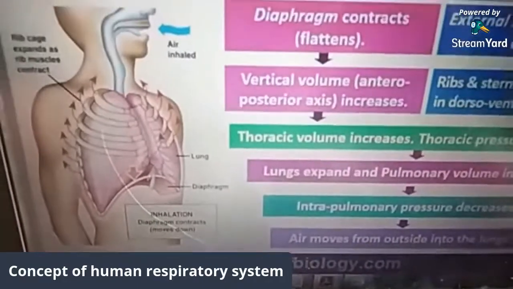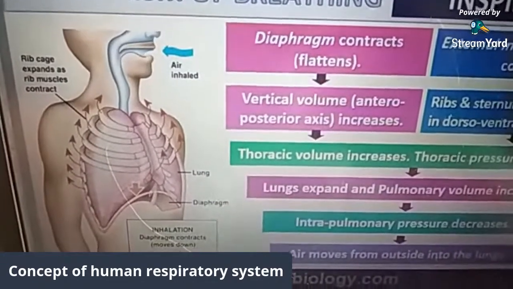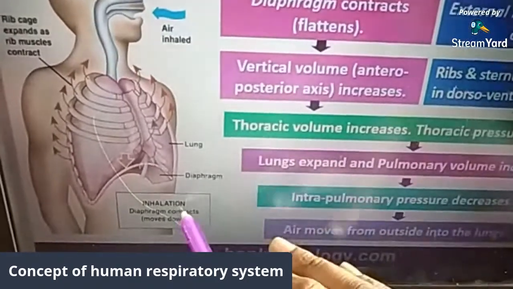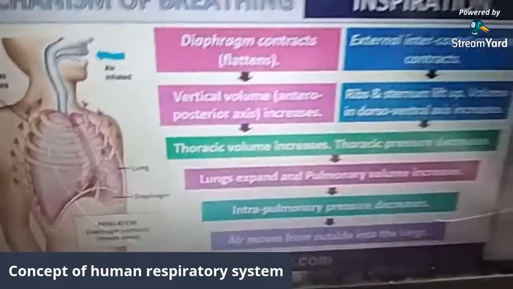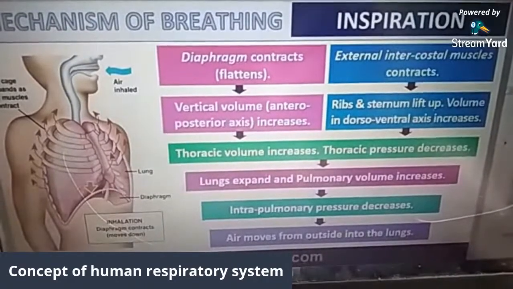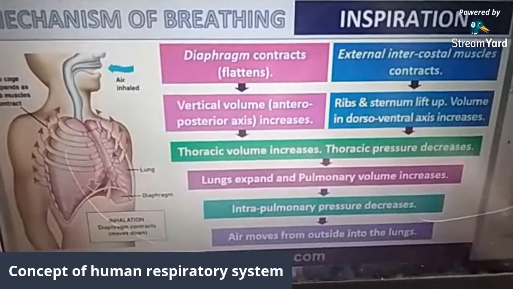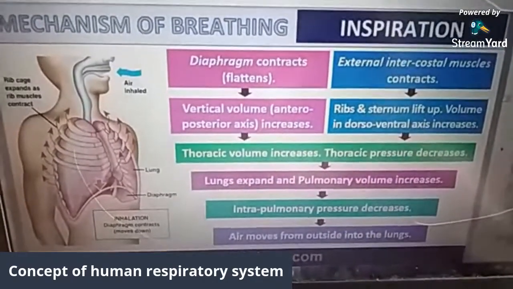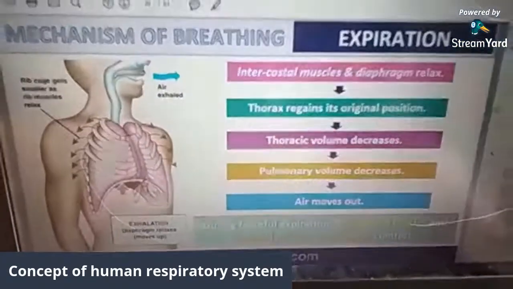Look at the structure. Rib cages expand as rib muscles contract, then air is inhaled, then lungs and diaphragm are lifted up and volume increases. In this inhalation process the diaphragm contracts and moves down. So what is the main thing of the inspiration process? In this process the maximum volume of area is increased, for the movement of air, for the inhalation of air. Clear? Okay. Next is the expiration.